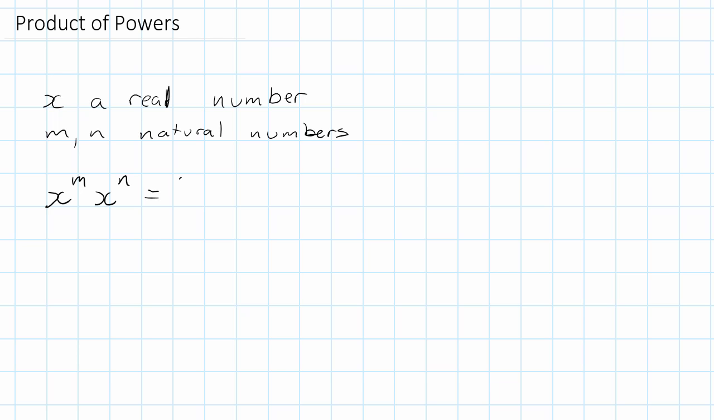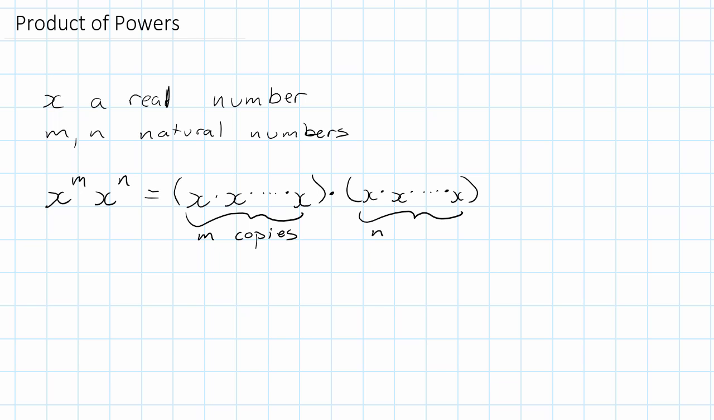Well, x to the m, that means x times and so on times x, and this is m copies. X to the n, that's a bunch of copies of x multiplied together as well, but it's n copies. So put together, and dropping the parentheses because multiplication is associative, we have m plus n of the number x multiplied together. We have x to the m plus n.